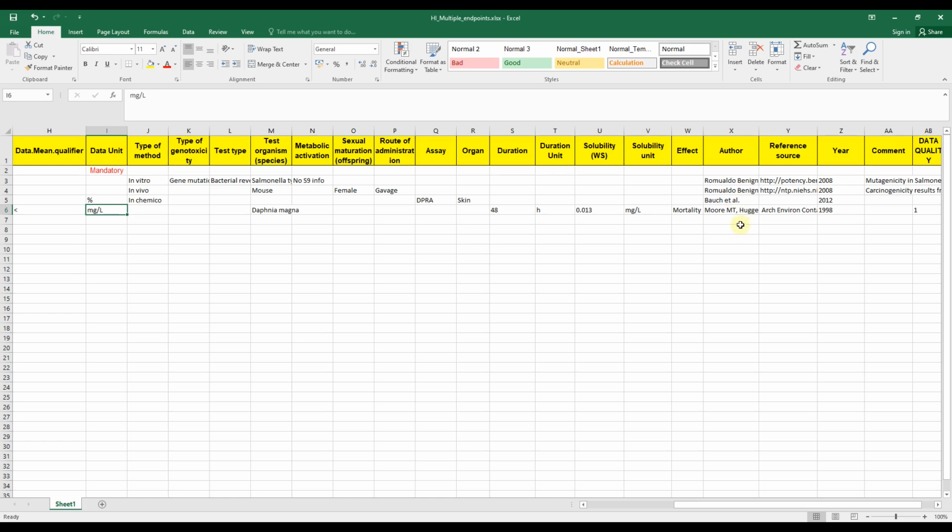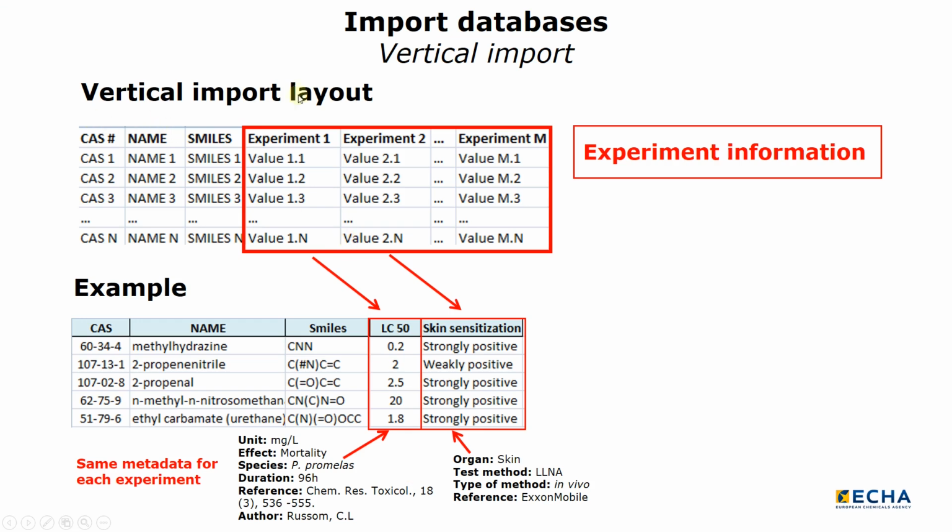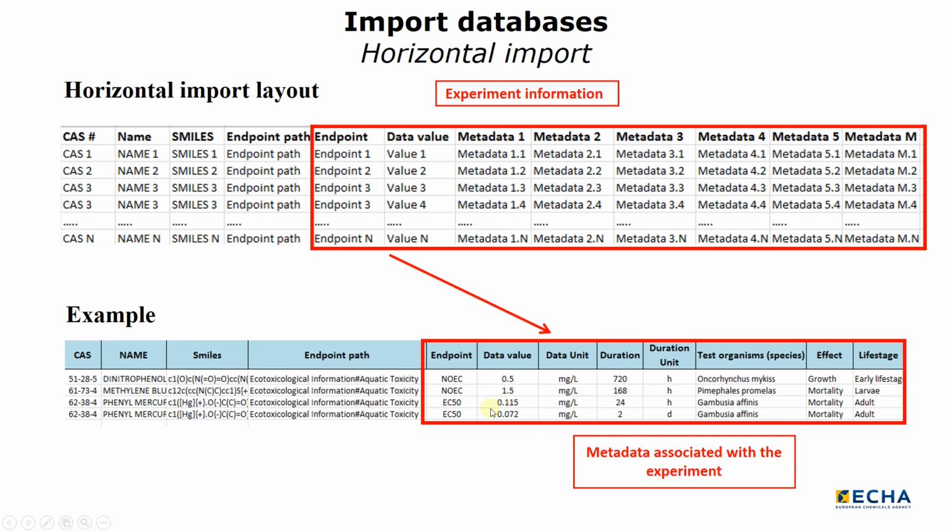Although they are not marked as mandatory fields, the information in them is required to increase the reliability of the imported data. There are two layouts for the Excel import, vertical and horizontal. The vertical import is suitable for a set of chemicals with consistent experimental data and the same metadata information. The horizontal layout is suitable for a set of chemicals with different types of experimental data and different metadata information.